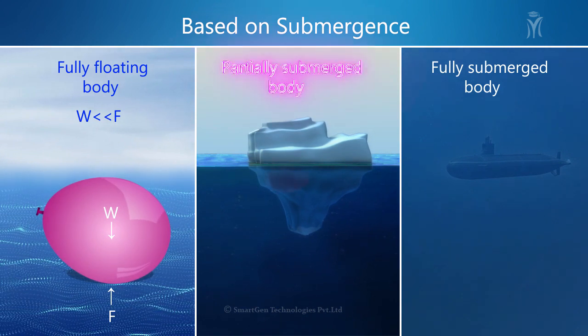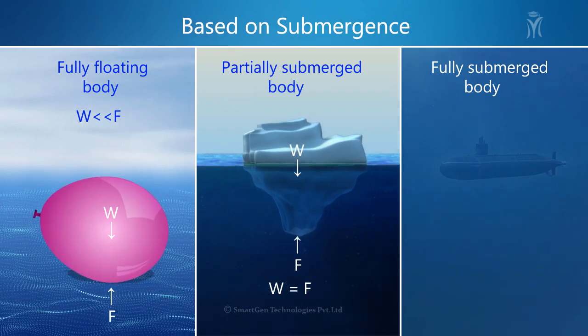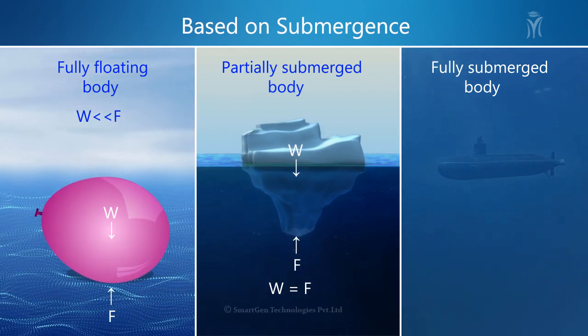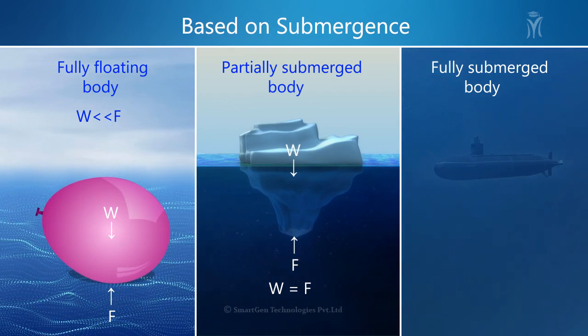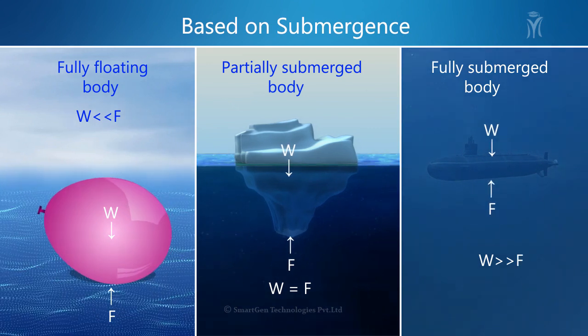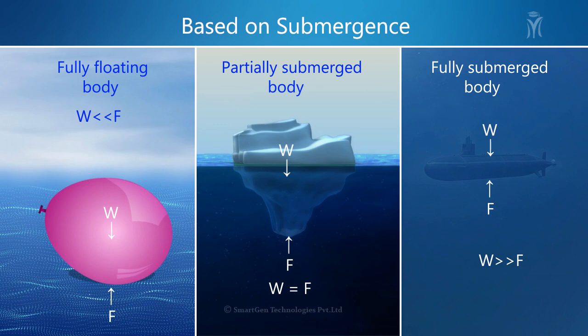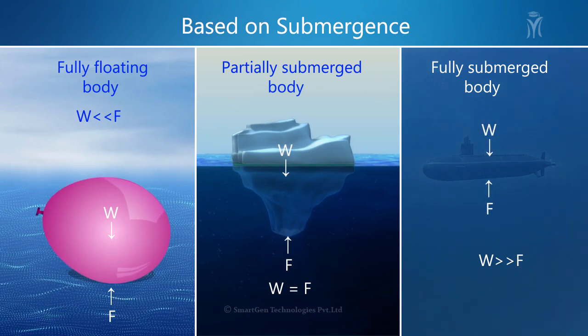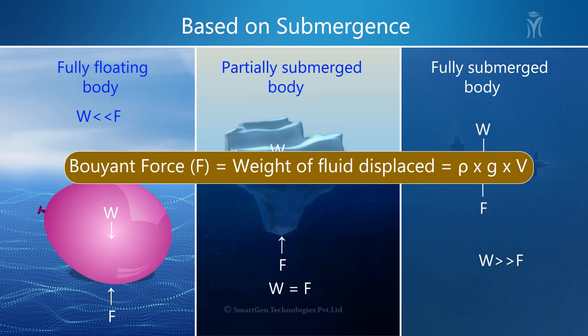In case of partial submergence, the downward weight of the body is equal to the buoyancy force, which is the weight of volume displaced. And in case of full submergence, if the weight of the body is very large when compared to the buoyancy force, then the body will submerge fully. Buoyant force F equals weight of fluid displaced.